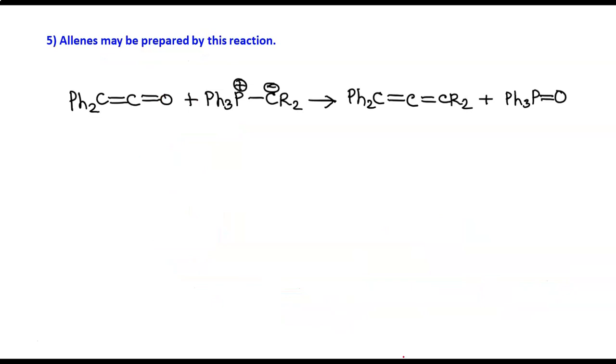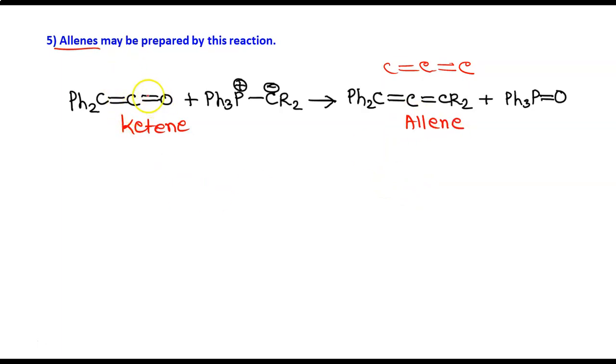Number 5. Now this is very interesting. See, we can make even allenes. Allenes are basically the structure where you will have C=C double bonds at adjacent positions, and for this we have taken ketene as starting material, because if we take ketene, then only we can get allene.